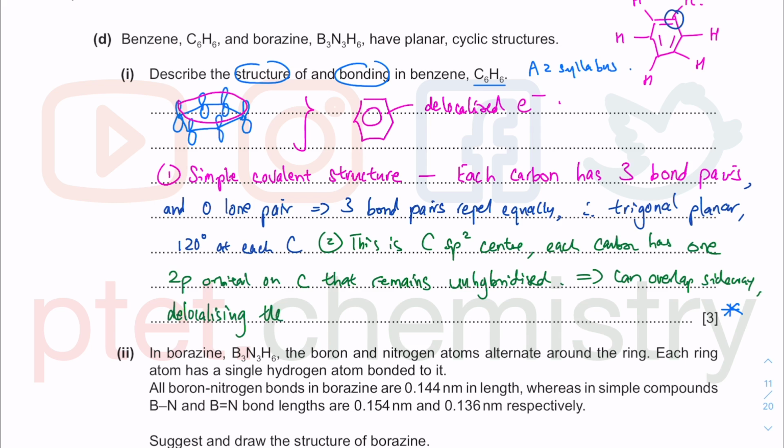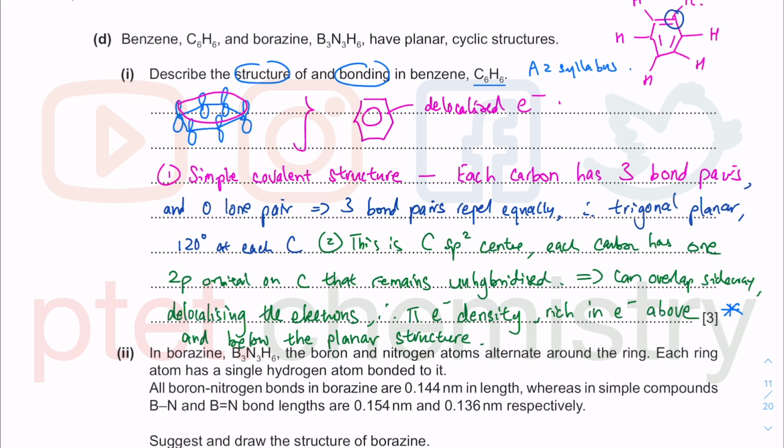Delocalizing the electrons, and therefore the pi electron density. You get a pi electron cloud which is rich in electrons above and below the plane. Pi electron density rich in electrons above and below the planar structure. So it is planar, it's completely flat. Alright, so this is just a sideways representation of things.